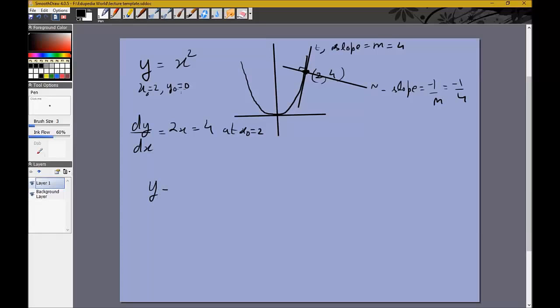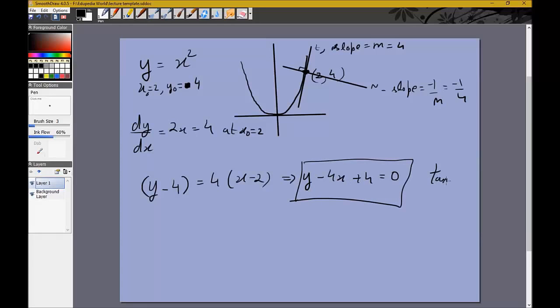Now you can easily find the equation of the tangent. That will be y minus y0, this is 4, sorry, y minus y0 or y minus 4 is equal to m, which is 4, times x minus 2. Or what you get is y minus 4x, this is minus 4, this is minus 8, so plus 4 is equal to 0. This is the equation of the tangent. Let's verify that it does pass through 2 comma 4. If x is 2, then this is minus 8 plus 4 is minus 4 plus 4 is 0. So it does pass through 2 comma 4 and it does have a slope dy by dx equal to 4.